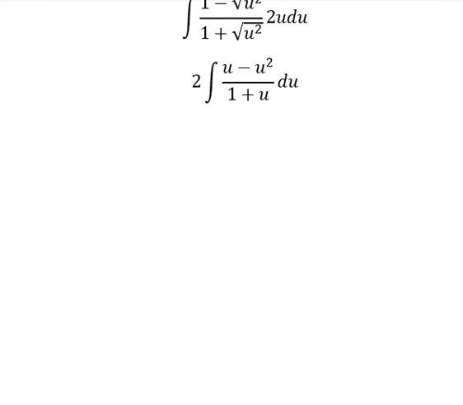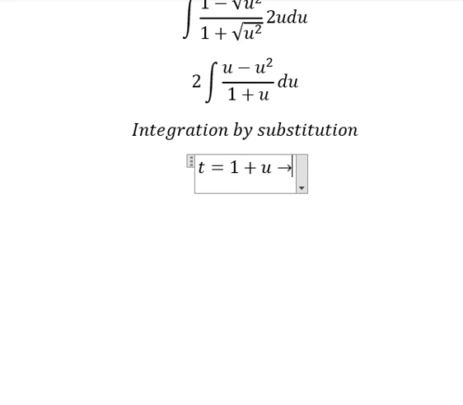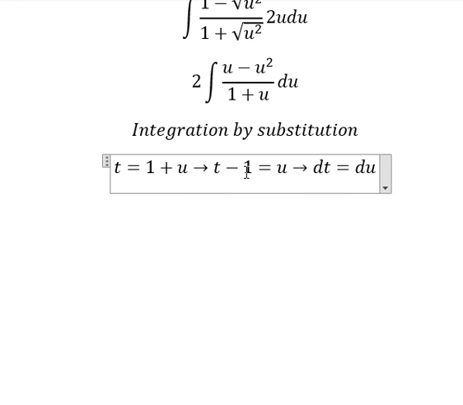Next, we need to use integration by substitution. So I will put t equal to 1 plus u. Because we have u in here, so I will put number 1 go to the left. Next, I need to do the first derivative for both sides. This one is the constant, so you get 0. This one, we have t, we have number 1. u is number 1. So we have dt equals du.